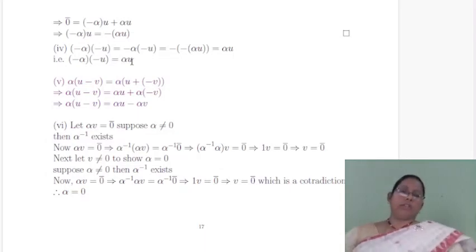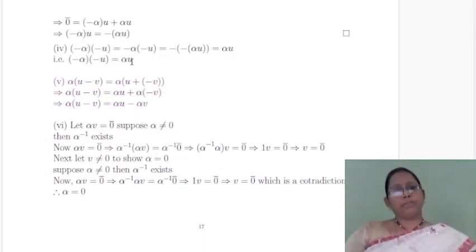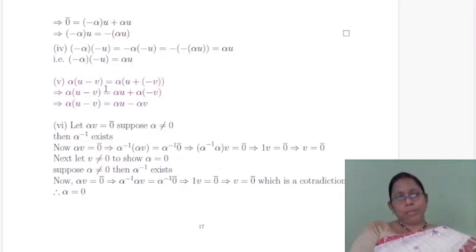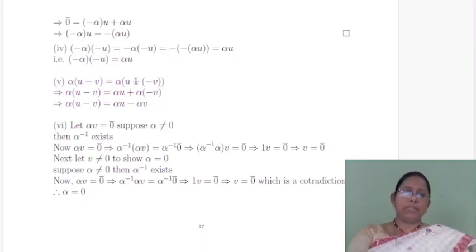Okay. Now the fifth property is alpha u minus v is equal to alpha u minus alpha v. You can write u plus minus of v, that can be written in the next step as alpha u plus alpha minus v. By which property? It is by the left distributive property. Again, using the third property, I can write this in place of this. Using this property, I am writing this minus alpha v.